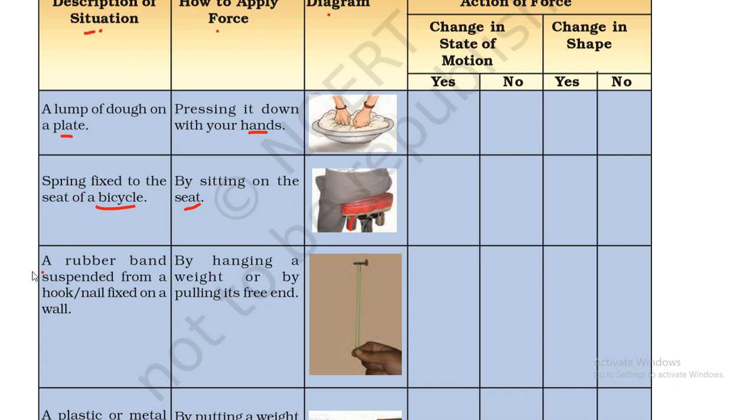The third case is a rubber band suspended from a hook or nail fixed on a wall. By hanging a weight or by pulling it, it is free. So what happened? There is a change in state of motion. Now you have to feel by yourself, and note the change in shape.